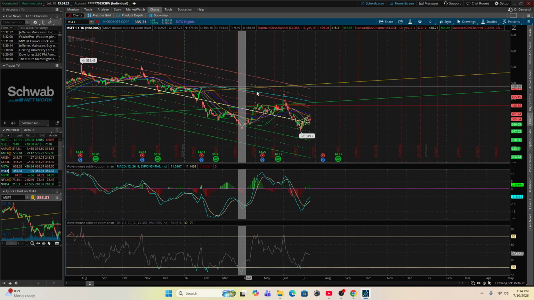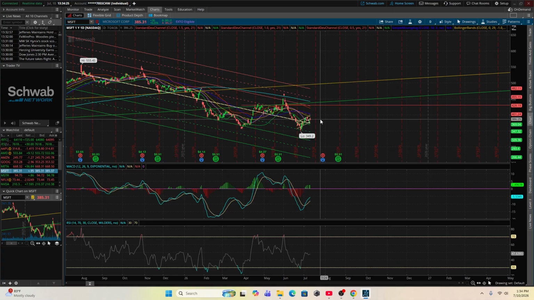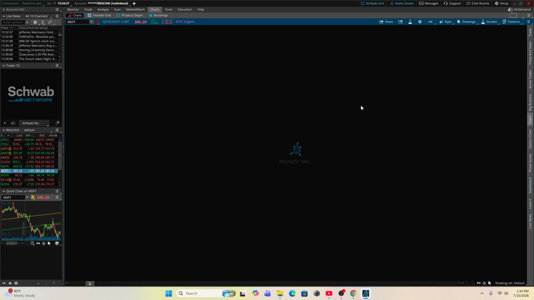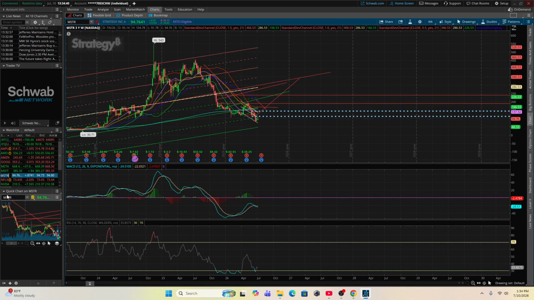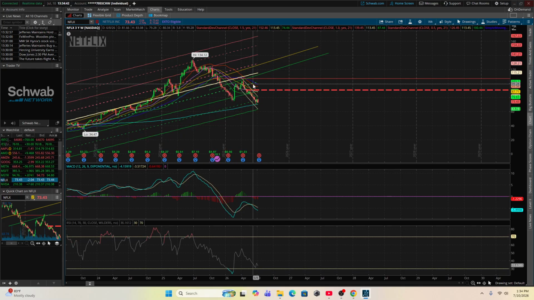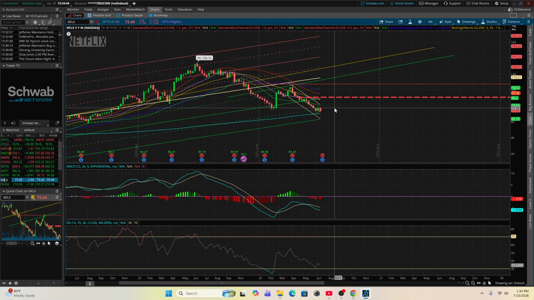Microsoft, nothing really too much happening with that. Still just purely a buy, even on the weekly here. Just purely a buy every Friday. So I'll continue to buy this going all the way into earnings. Earnings is the 29th as well, same as Facebook. We already covered MSTR. And Netflix is obviously still a buy.